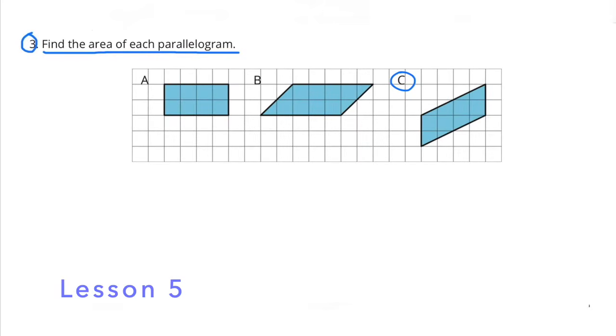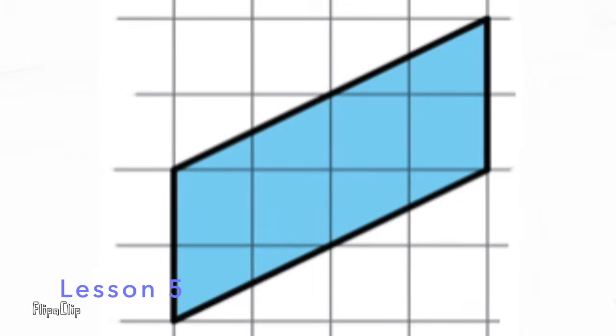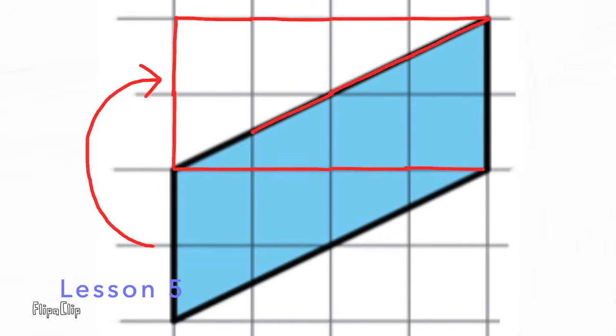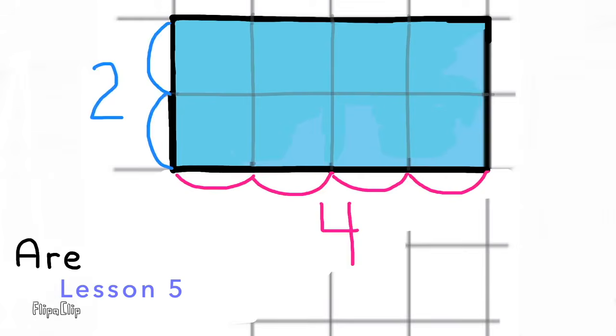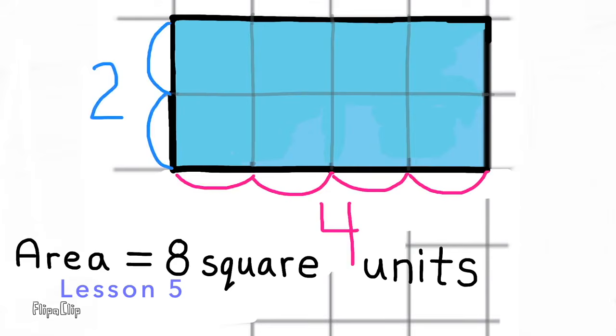Figure C. We can also rearrange figure C so it looks a lot like A. Now we can see that its base is 4 and its height is 2. The area would be 8 square units.